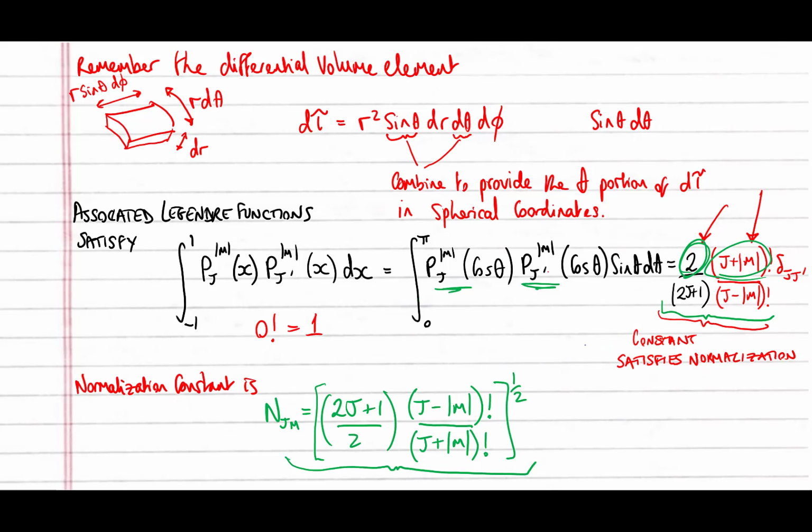Okay, so in the next slide, I'm going to finally tie everything together. We're going to take this normalized theta part, build it in with the normalized phi part, and regroup everything together to get the Y eigenfunction for the rigid rotor. Let's have a look.